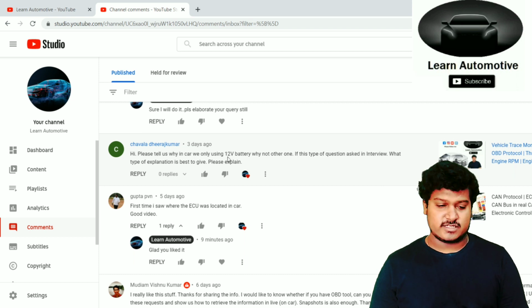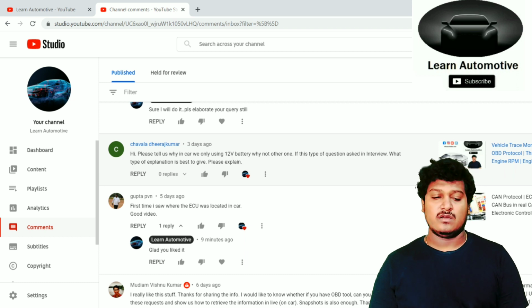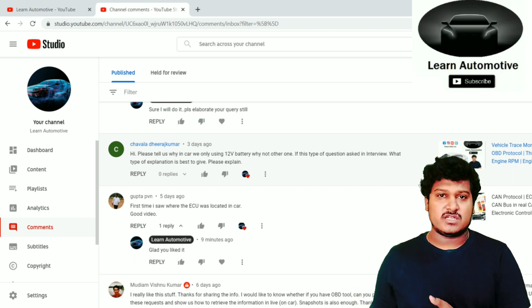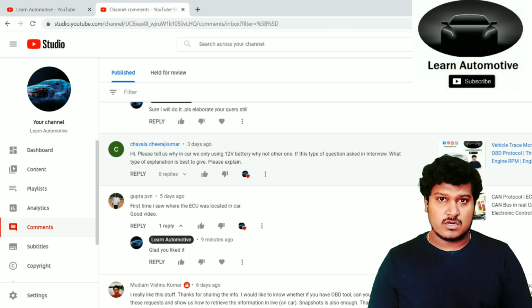Next, this is the next question. Hi, please tell us why in a car we only use a 12 volt battery, why not something other than that? If this type of question is asked in an interview, what type of explanation is best to give? Please explain. Currently in our conventional cars, we are using a 12 volt battery.